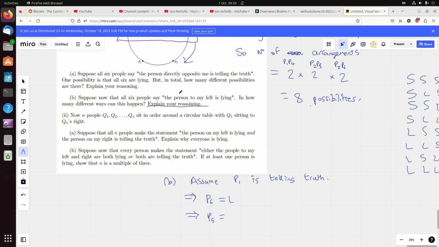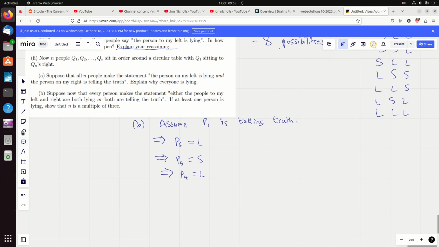And he's lying about the person to the left of him lying, so the person to the left of him must be telling the truth, so P5 is a saint, yeah? And you can follow this reasoning along, and you can see that P4 is going to be a liar, P3 is going to be a saint, P2 is going to be a liar, and P1 is going to be a saint, yeah?